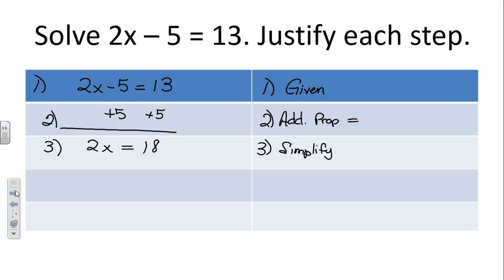Okay? Next step, we're going to do what? Divide. And what are we dividing by? 2. Since we divided both sides by 2, we haven't broken any rules or changed it other than its appearance. That's our division property of equality.